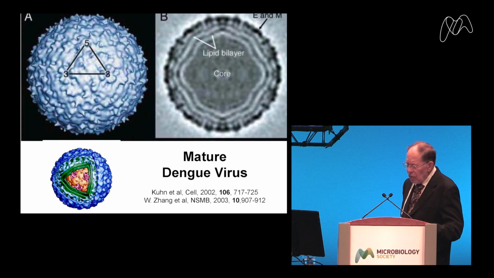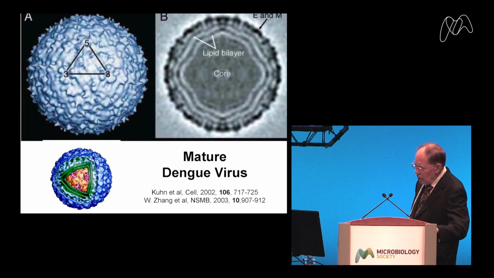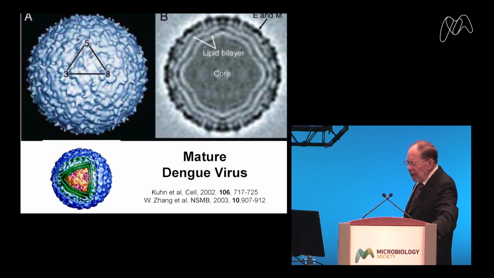In those days, this was about 2002, we were able to get a 26 angstrom resolution map using electron microscopy. The big problem really wasn't the electron microscopy, but getting pure enough virus to be able to do the reconstruction. And you can see here on the right the membrane double layer. The black is high density, and then there's a glycoprotein outside and the core protein inside.